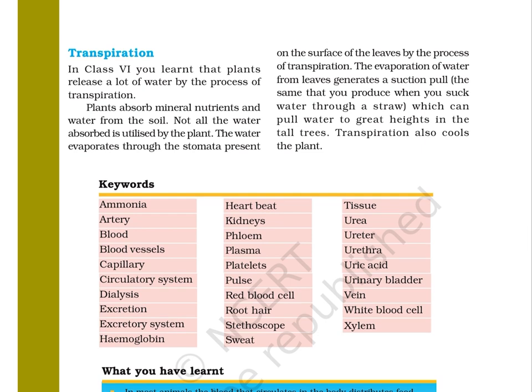Page 130. Transpiration. In class 6, you learned that plants release a lot of water by the process of transpiration. Plants absorb mineral nutrients and water from the soil. Not all the water absorbed is utilized by the plant. The water evaporates through the stomata present on the surface of the leaves by the process of transpiration.